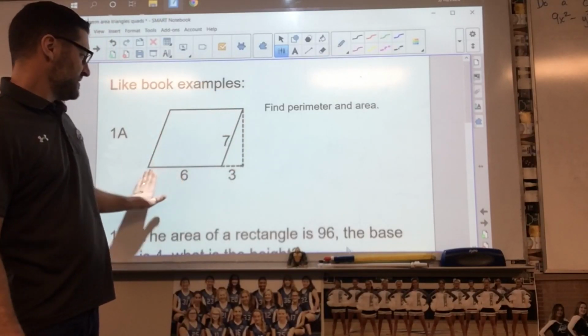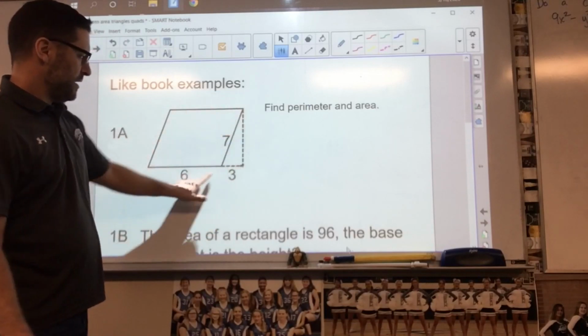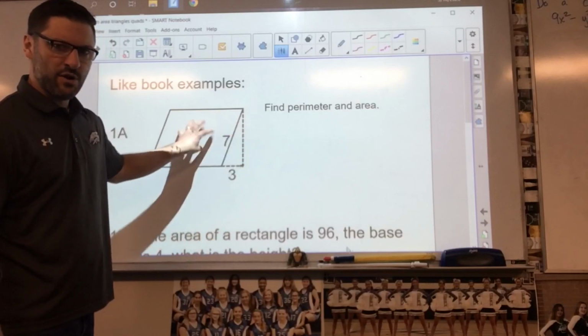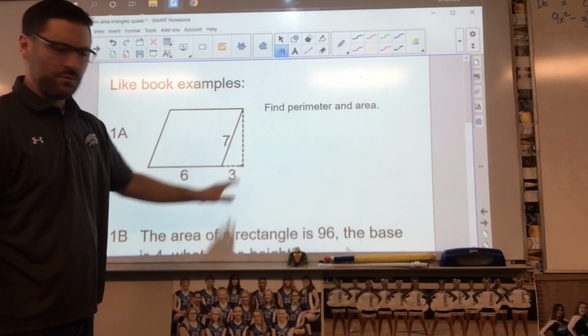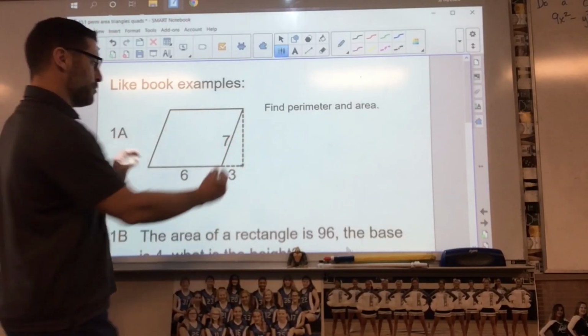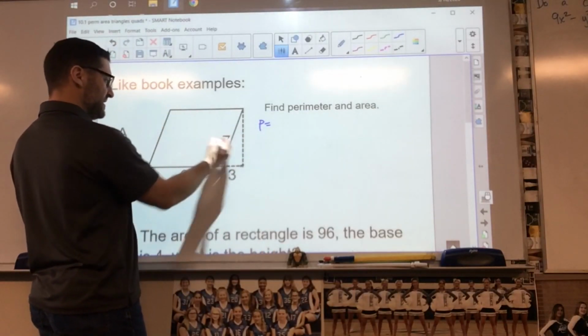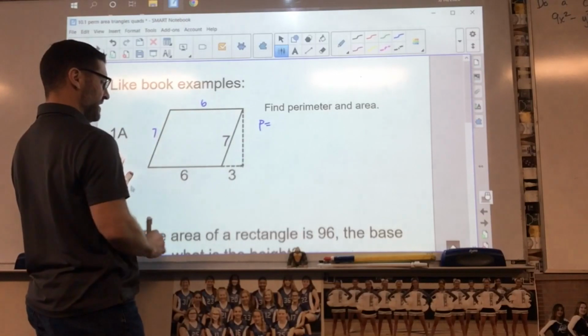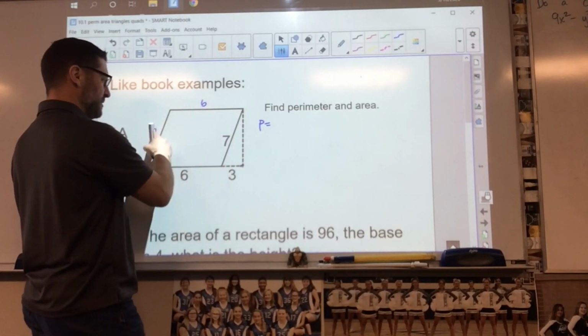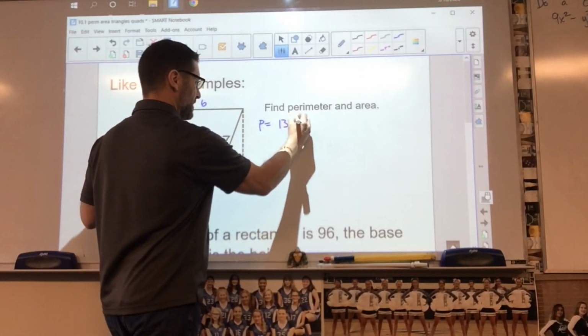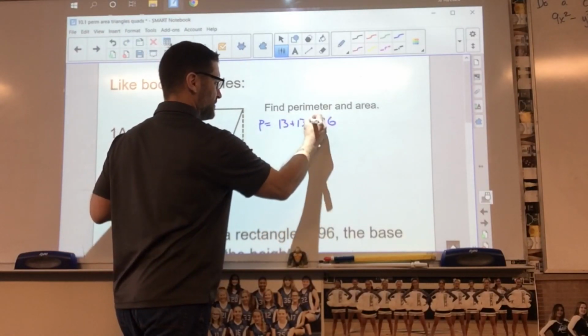So this is a parallelogram, and whenever they put little dotted lines like that, that chunk is not actually part of the parallelogram. That chunk is just there to help you with measurements. So perimeter is going to be all sides. That one's pretty easy. There's a 6 and there's a 7. So 6 plus 7 plus 6 plus 7, that's 13 and 13. And I got 26 for that.